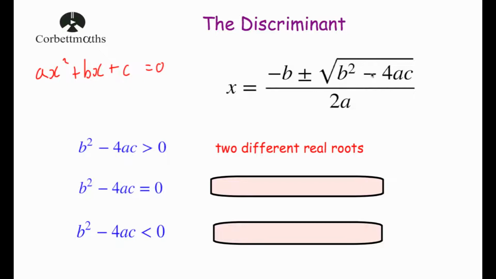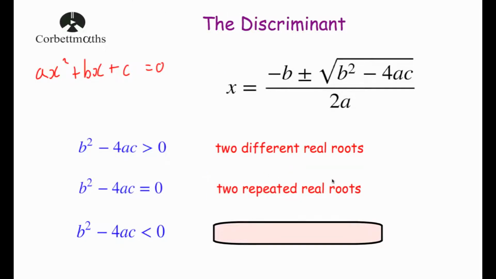Then, if b squared minus 4ac is equal to 0, that means you'll get negative b plus 0 and negative b minus 0. Well, that'll still just be negative b, divided by 2a. That'll give you the same answer twice. So that will be two repeated real roots.